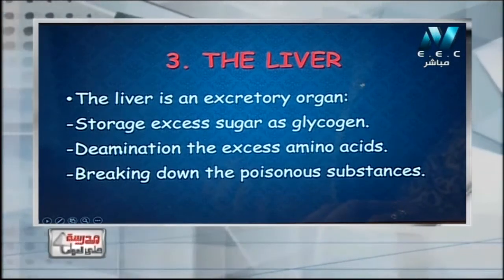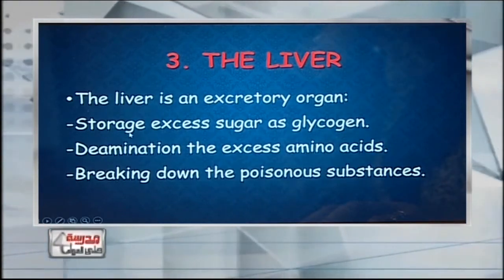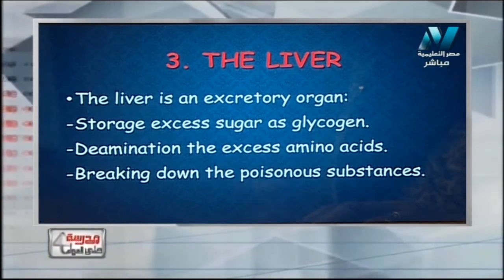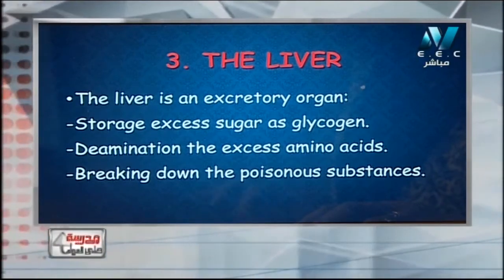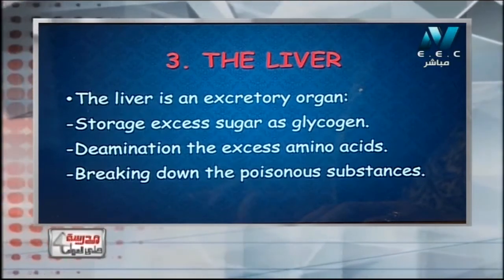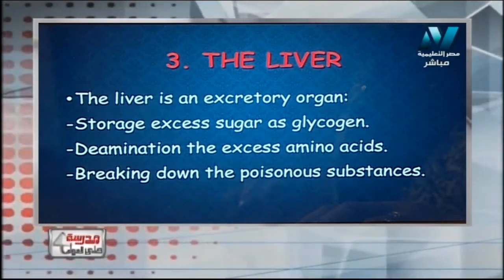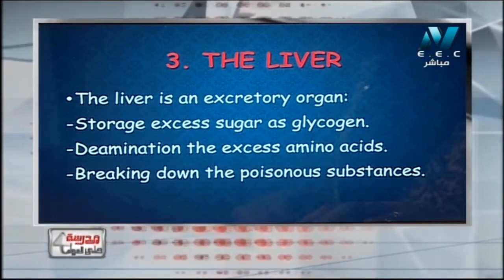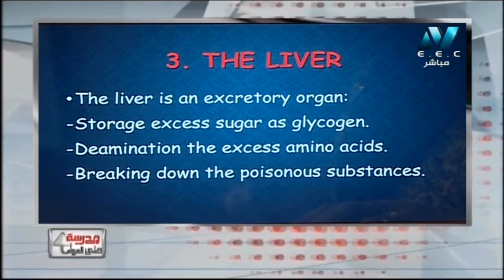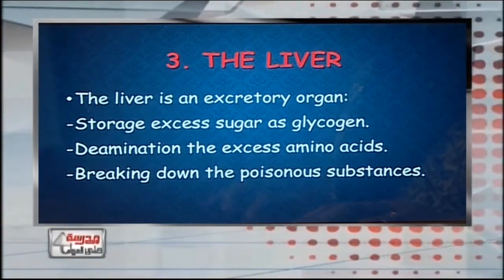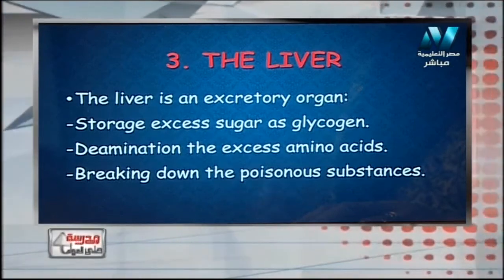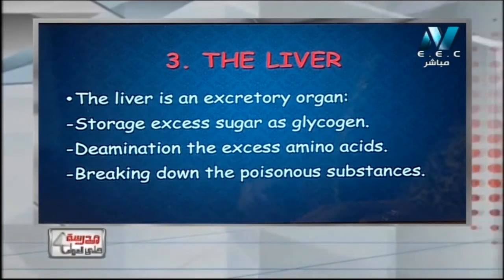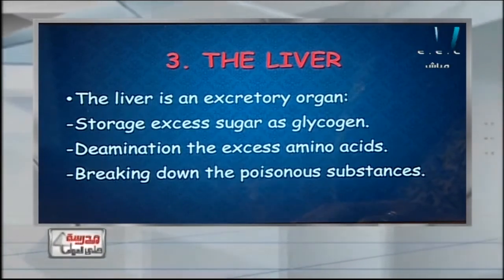What about the excess amount of amino acids? Yes, the liver deaminates the amino acid. Remember, we call it amino acid because it contains an amino group. But if we take away or remove the amino group from the amino acid, it's not an amino acid anymore. This is what the liver does. The liver deaminates the excess amount of amino acids to be nitrogenous compounds and to be expelled out of the body with the urine.